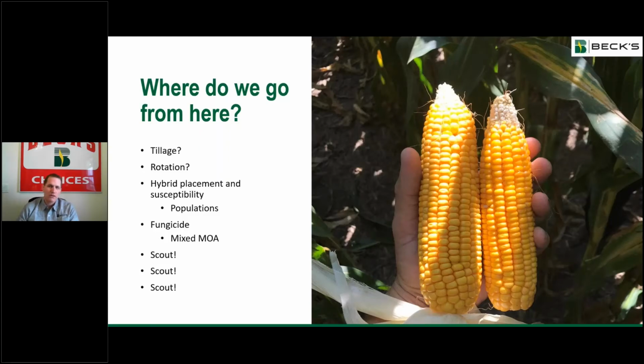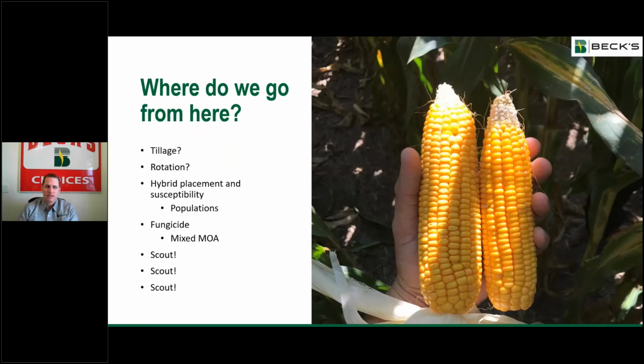Rotation will work for the year you rotate into. So if you rotate into any other crop besides corn, at this time you're not going to see the disease. But what's kind of unknown right now is how long these spores can survive on the residue and in the soil. Could it be a year? Could it be multiple years? We don't know that right now. So rotation will fix it for the next crop year, but long-term effects are unknown right now.